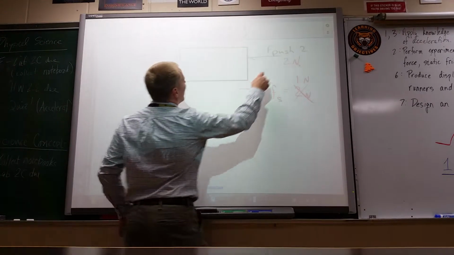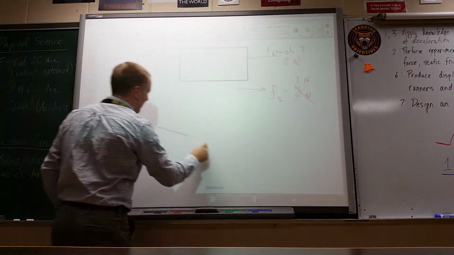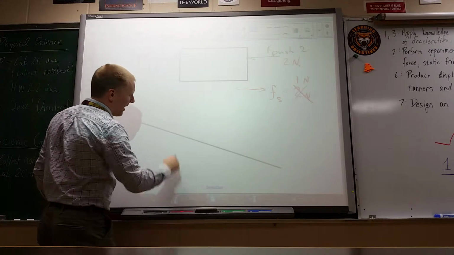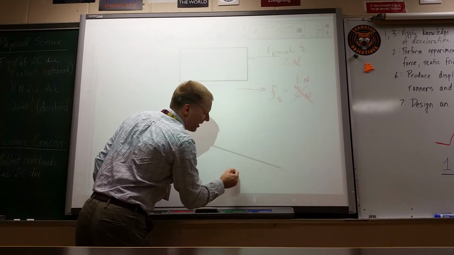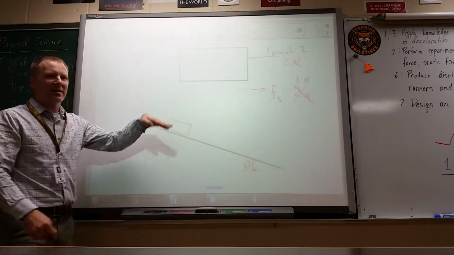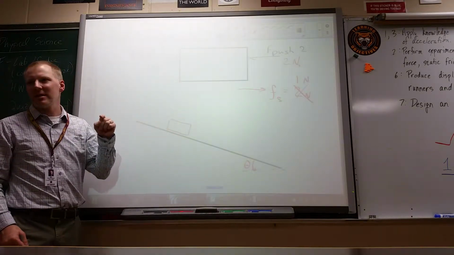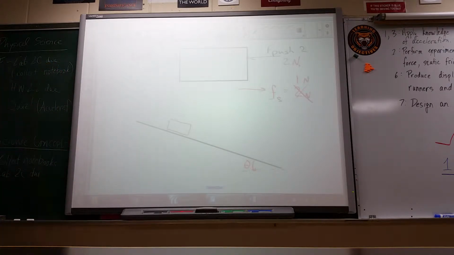So let's draw a line. We're going to put a box on here. Hold it at some angle theta. And as we tilt this up, at some point, this box is going to start sliding. So my question is, which is bigger, static friction or kinetic friction, and how do we know?